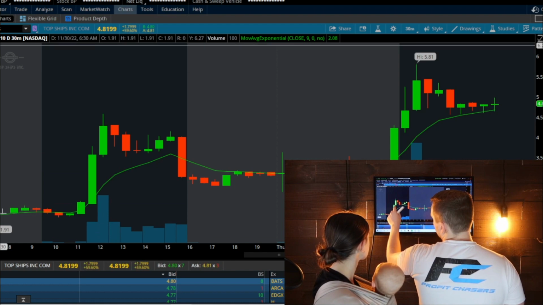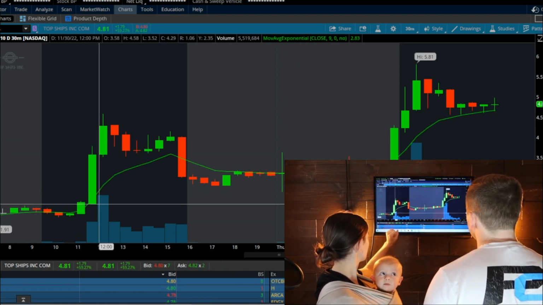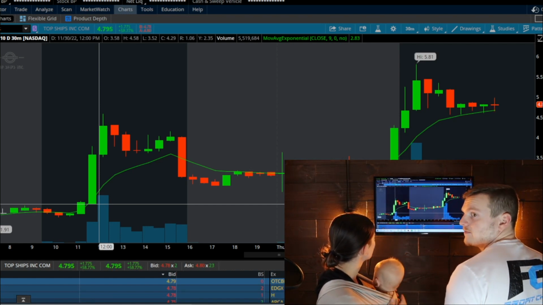So this big green candle, where did it open? Okay, so it opened down here. Yep, which was at $2.35. Okay, and then.